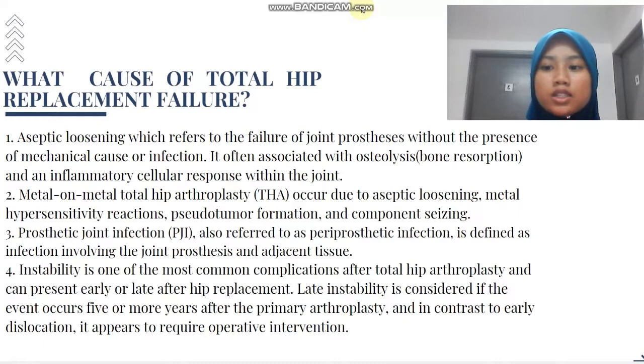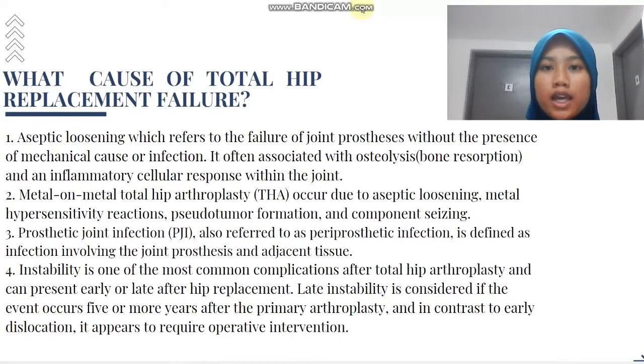The third one is prosthetic joint infection, which is called PJI, also referred to as periprosthetic infection, defined as infection involving the joint, prosthesis, and adjacent tissue.